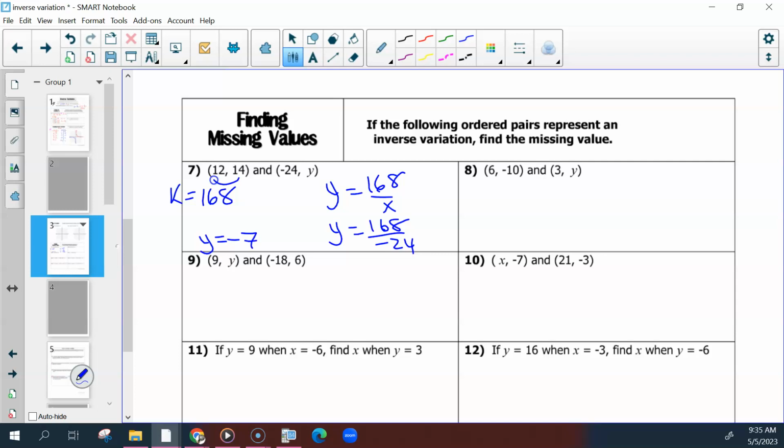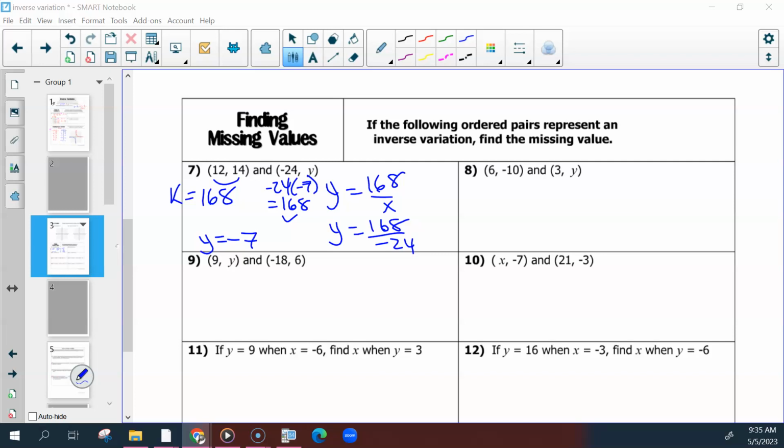To double check here, you would take the x value and y value and multiply them. And you should get the same k value. I'm assuming that was 168. Okay. Questions on that process? Yes, that's the difference. So direct is divide, inverse is multiply. So all this stuff basically.